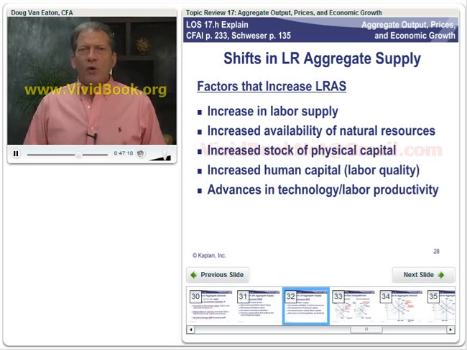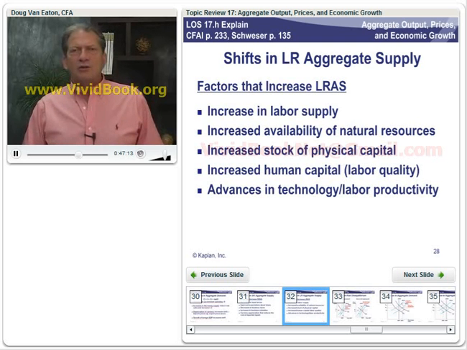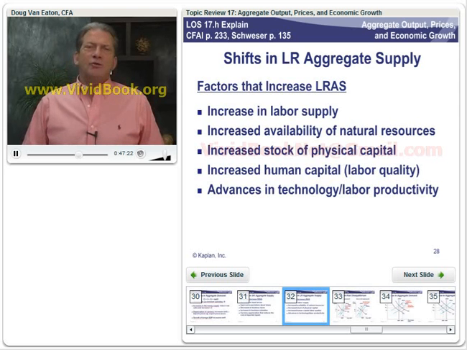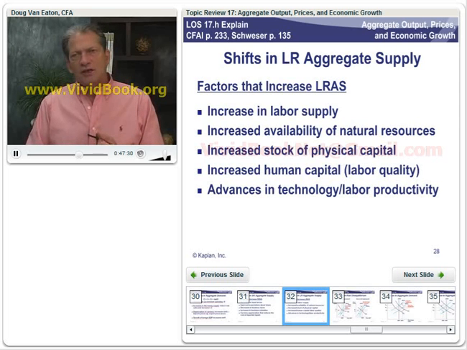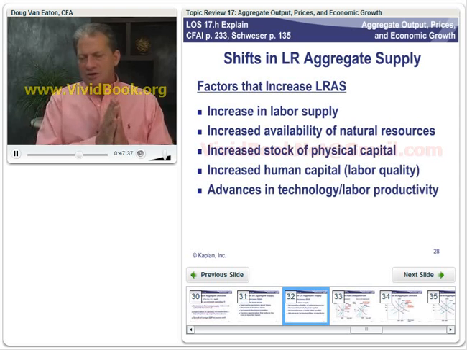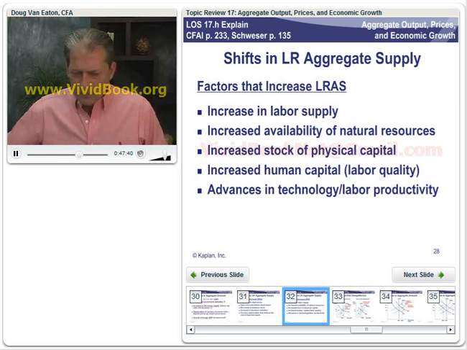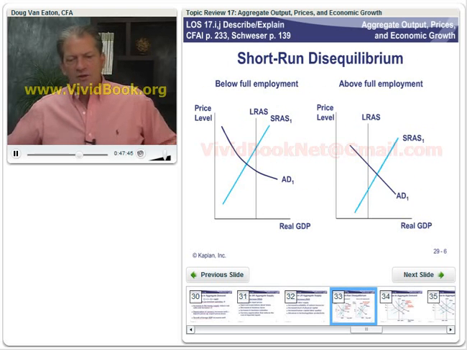So over time, this long-run aggregate supply curve, which we also call full employment GDP or potential GDP, is going to increase over time. It's going to increase as the labor supply increases, as the stock of physical capital increases, as the labor force gets more skilled, and also as technology advances. That long-run aggregate supply is going to shift out to the right. Our economy is growing. The productive power of the economy is growing.